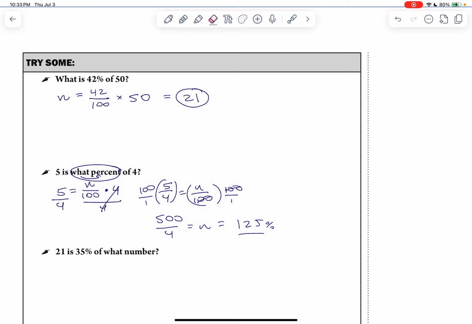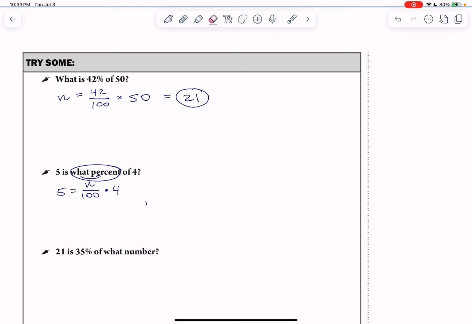Now, let's see another way to do it, just in case that didn't feel too comfy. Here's another way. Remember, we're multiplying a whole number here times a fraction. So what do we do? We put the whole number over 1, multiply the tops together, multiply the bottoms together. We get 5 equals 4 times n, or 4n, over 100 times 1, which is 100.